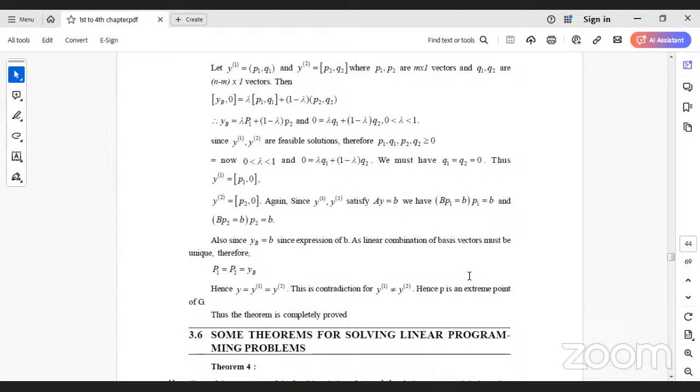Again, since y^1 and y^2 satisfy Ay = b, we can write B p1 = b and B p2 = b. So B p1 = B p2 = b. Also, since b is a linear combination of these vectors, the expression must be unique, therefore p1 is equal to p2. Hence y is equal to y^1 and y^2. This contradicts y^1 not equal to y and y^2 not equal to y, so y is an extreme point of G.